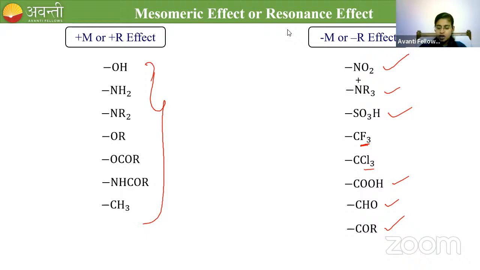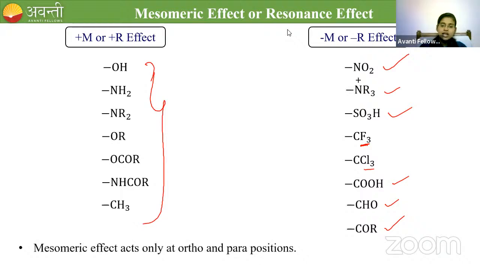Okay. And also one more very important thing. This particular mesomeric effect acts only at ortho and para position, not at meta position. In the previous resonance structures also, if you have noticed, the positive charge and the negative charge got delocalized only at ortho and para position, not at meta position. So just take down this point.